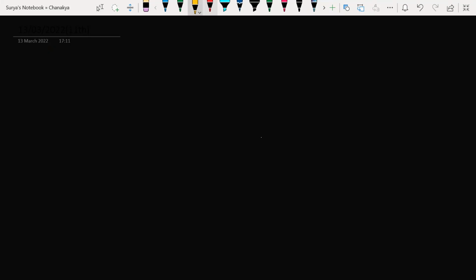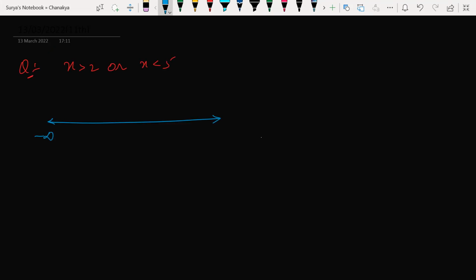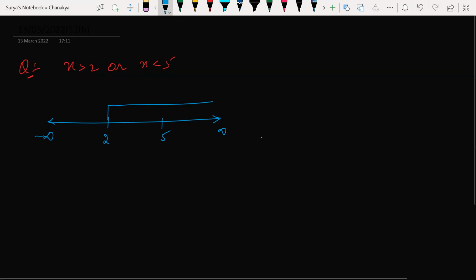So, next question. X greater than 2 or X less than 5. Represent on the graph, I mean the real line. How do I represent this on the real line? Look at this here. Minus infinity, plus infinity, here 2 and 5. X greater than 2 is nothing but this one. I'm making a notch here, which means 2 is not included. Why? Because 2 is not included, right?